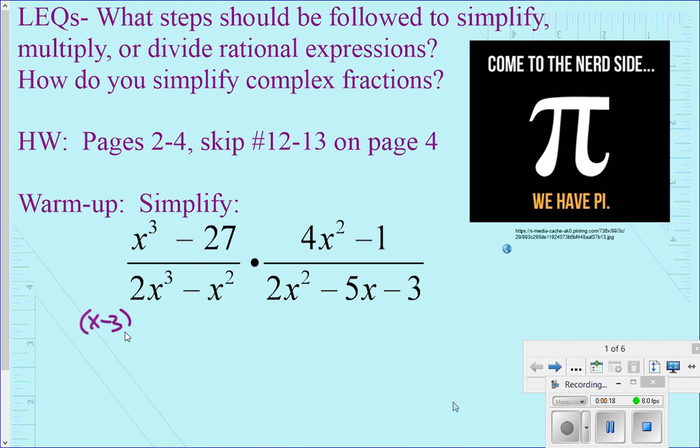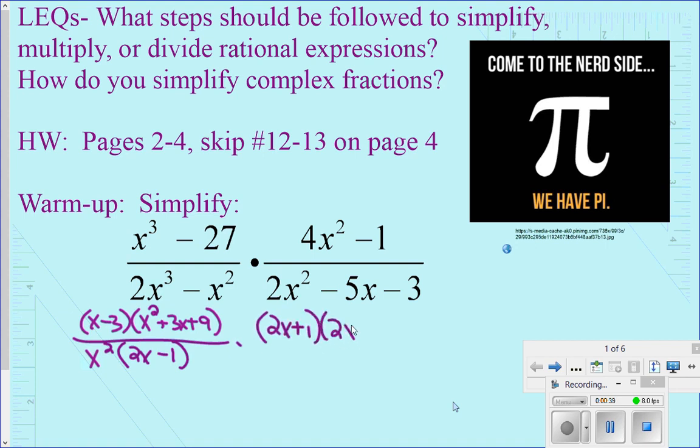x minus 3 times x squared plus 3x plus 9 over GCF x squared times 2x minus 1 times difference of squares, 2x plus 1 times 2x minus 1 over, looks like no GCF. Let's take a moment to think about what that's going to factor into. We know 2x and x. We know 3 and 1, and it has to be 6 and 1 to make 5, and that's a negative 5, so negative 6 and positive 1.